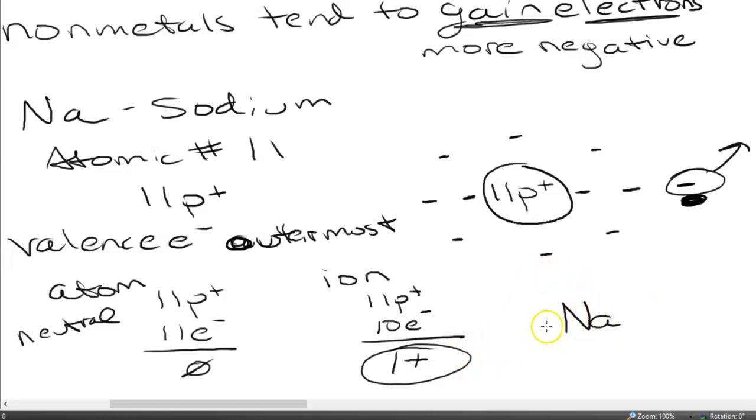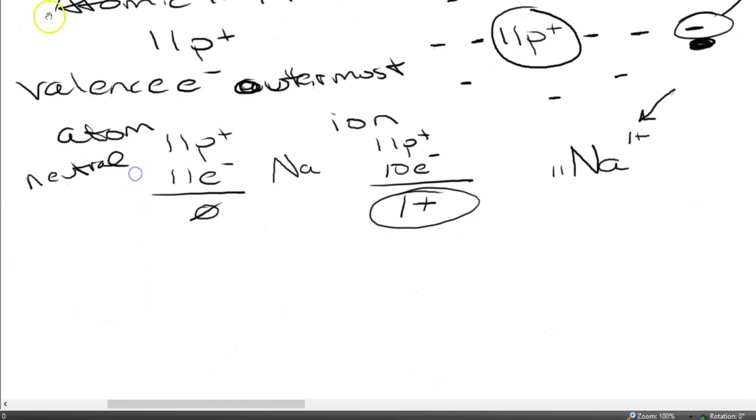Sodium has 11 protons, so we usually put the atomic number down to the left. And when it's charged, it has a charge of +1. When you're dealing with a neutral atom, you just write the Na. Once that atom becomes an ion, in other words, it's gained or lost electrons, now you have to put that charge in the upper right corner of the symbol. That's how you know you're dealing with an ion.